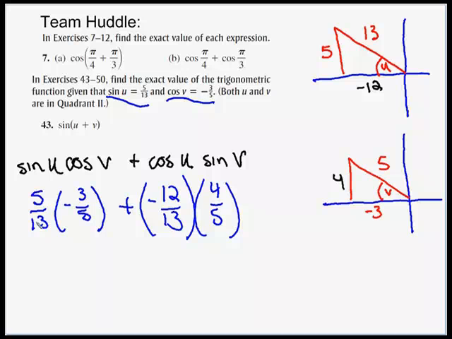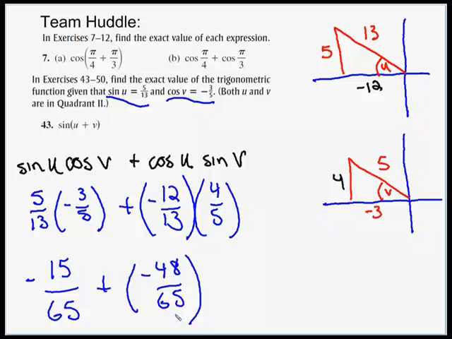So here on the left, the numerator is going to be -15, denominator 65. And then plus, here our numerator is going to be -48, denominator 65. And we add those fractions together. Denominator's already common, 65. -15 and -48 is -63. -63/65ths is the exact value of the sine of the sum with our given information.